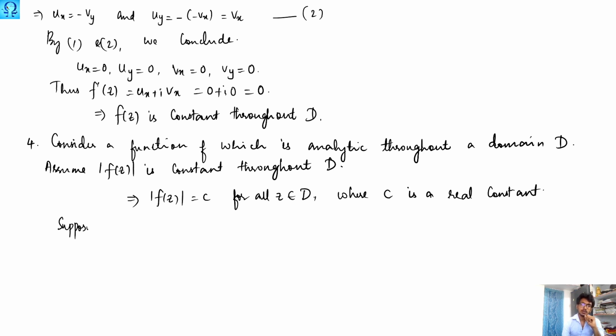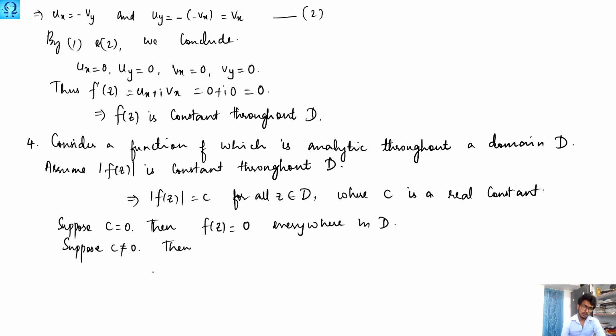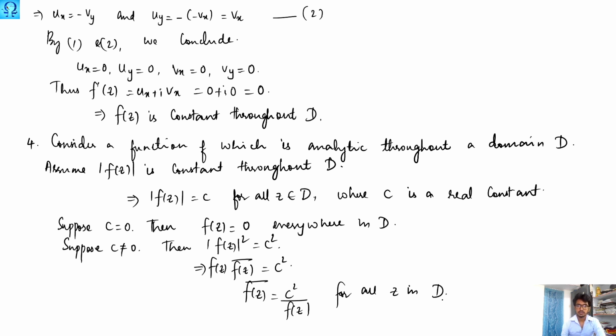Suppose c is 0, then your f of z is 0 everywhere in D. This is going to happen. Now suppose c is non-zero, then what happens? Your absolute of f of z whole squared is c squared, and this may be written as f of z times f of z bar equals c squared. Hence your f of z bar may be written as c squared upon f of z for all z in D.